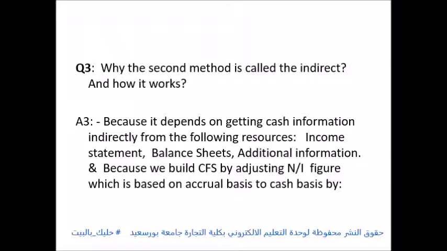Question 3. Why is the second method called the indirect? How does it work? It is called indirect because we get cash information indirectly from the resources: the income statement, balance sheet, and additional information. We build the cash flow statement by adjusting net income, which is based on accrual, to cash basis.